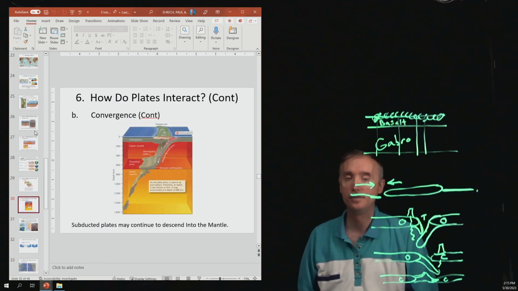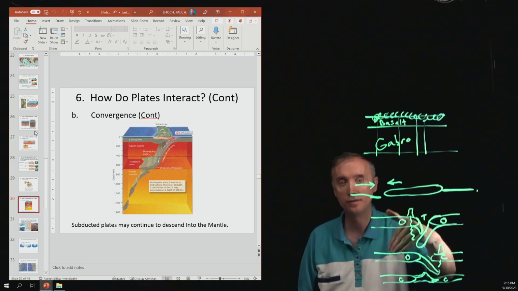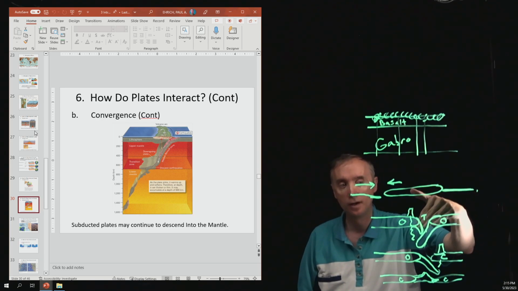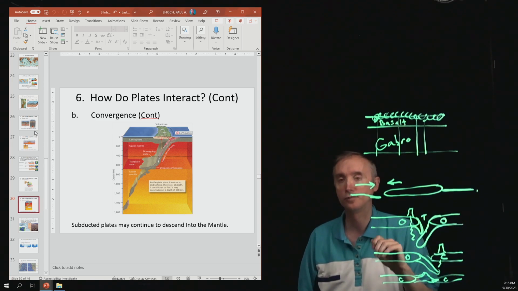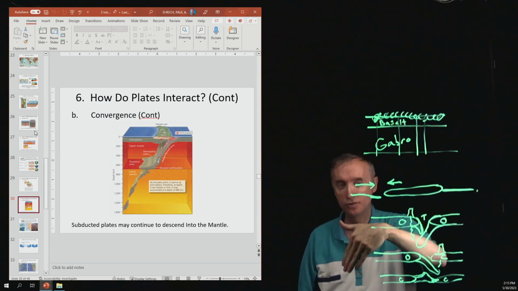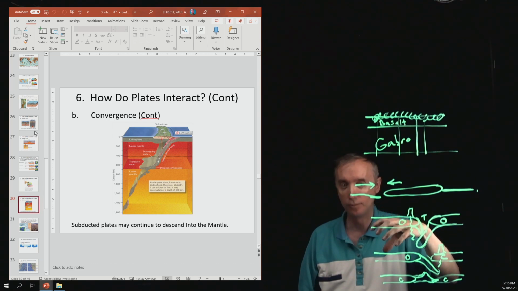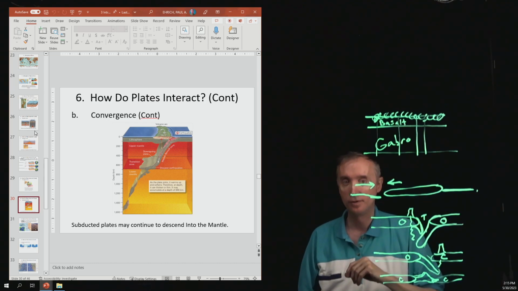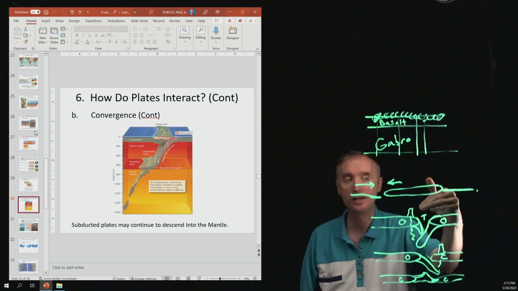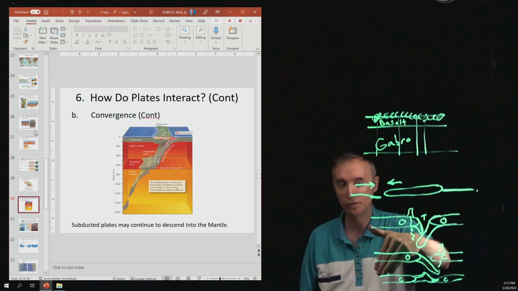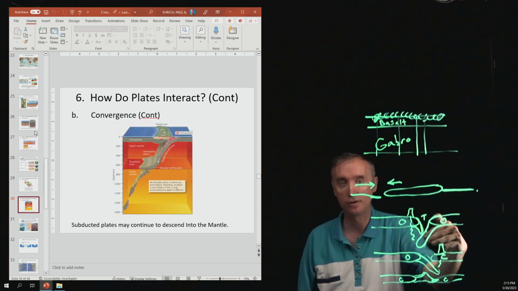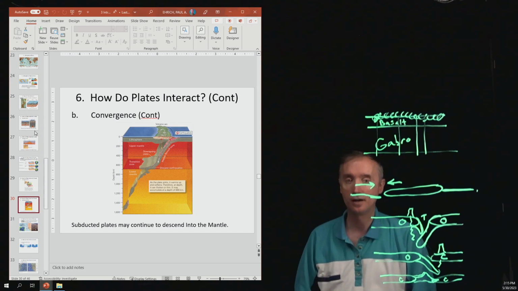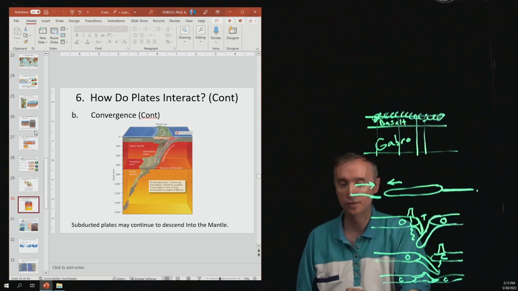Another thing about these plates that go inside the Earth, some of them will go all the way to the core mantle boundary. So they go all the way into the Earth, and they pile up at that particular level. But then we've also noticed that some of these plates don't go all the way down to the core mantle boundary, and they get stuck at a particular layer inside the Earth. So it's very complicated what the inside of the Earth looks like.